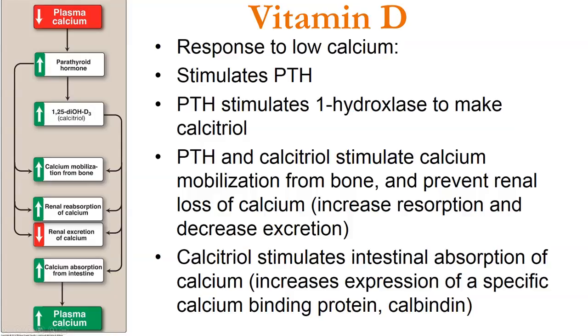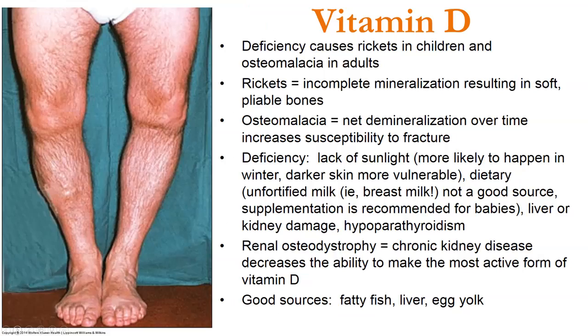Calcitriol also stimulates the intestinal absorption of calcium. So remember, when the active form of vitamin D is produced, basically that's saying, okay, calcium is low, so we're going to get some calcium from bone. We're going to prevent loss in the kidney, and we're going to stimulate the intestinal absorption. And here's a specific example I gave you: the expression of the gene for calbindin is increased by vitamin D.